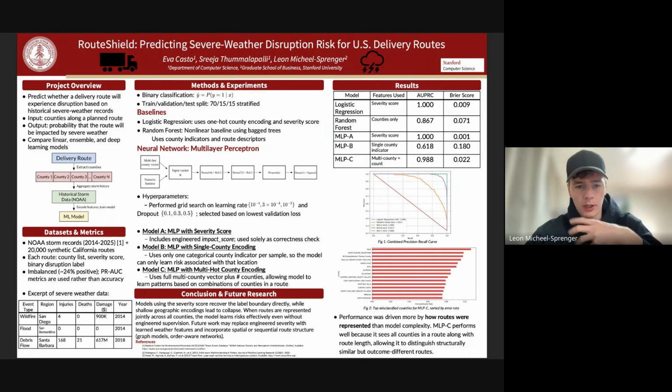In terms of motivation, why we did this project: weather events disrupt logistics, causing delays and safety risks. Operators often lack proactive routing intelligence. So we frame prediction as binary classification for pre-dispatch risk decisions.